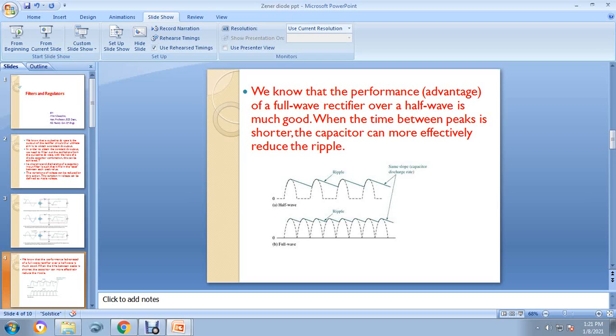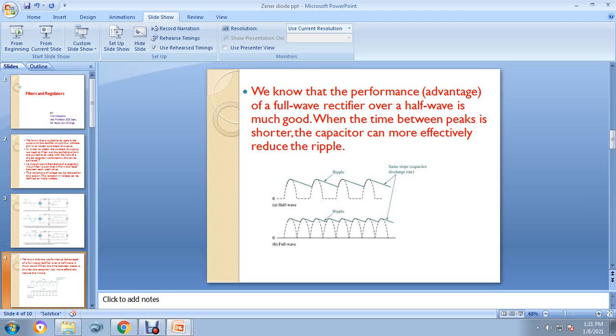So the same slope means the capacitor discharge rate. This is the case of your half wave, and this is the case of your full wave. Why? Because in the case of the full wave output, we will be getting the positive half cycle for your negative half cycle also. So here the ripple content will be less.